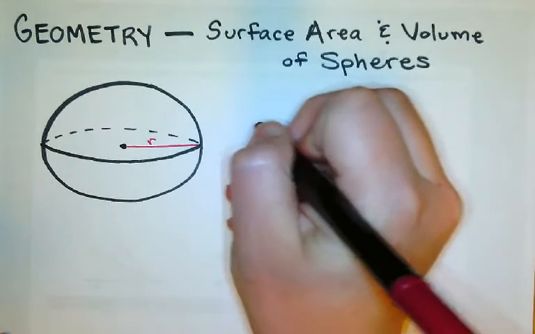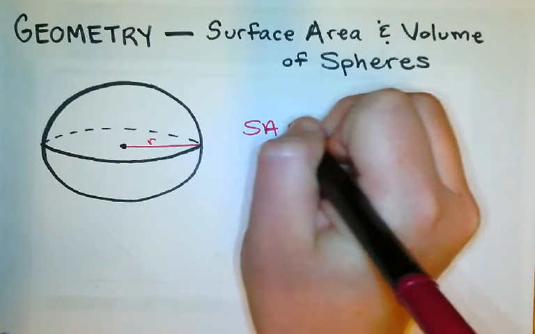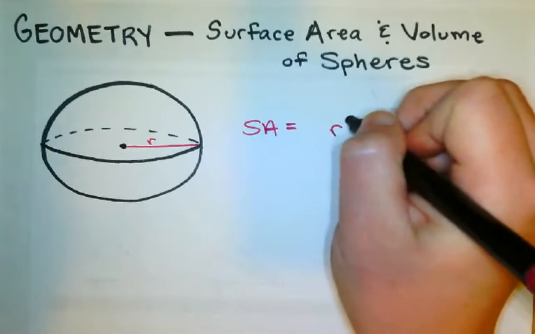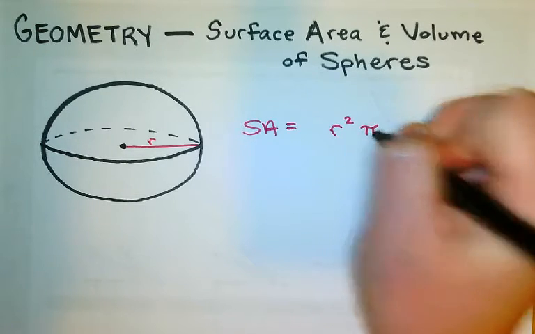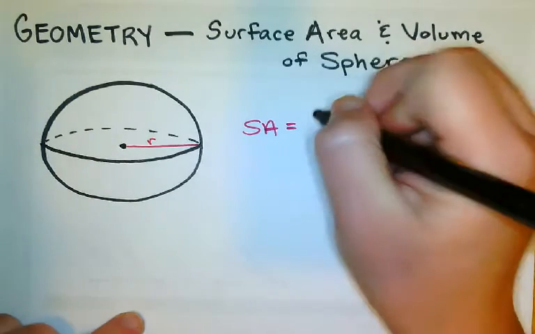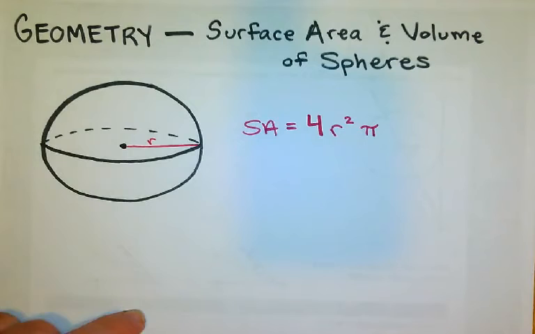Now, to find the surface area of a sphere, first we're going to find the area of a circle. And remember, the area of a circle is pi r squared, or r squared times pi. For the surface area of a sphere, you're just going to take that area of a circle and then multiply it by 4. So the surface area of a sphere is 4 r squared times pi.